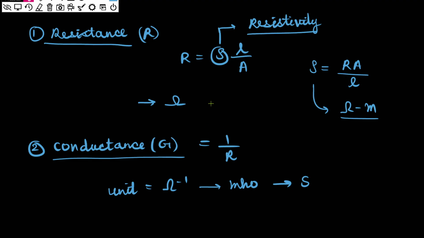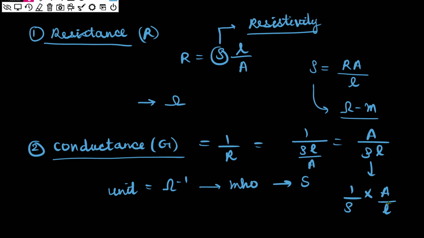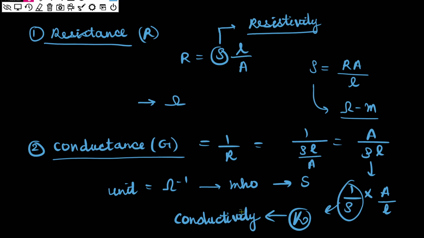And since it is the inverse of resistance, and resistance is rho L upon A, we can write it as 1 upon rho L upon A. So it will be equal to A upon rho L. We can write it as 1 upon rho multiplied by A upon L. And this 1 upon rho can also be written as kappa. And this kappa gives our third and most important term, that is conductivity. So this is your conductivity, or kappa.